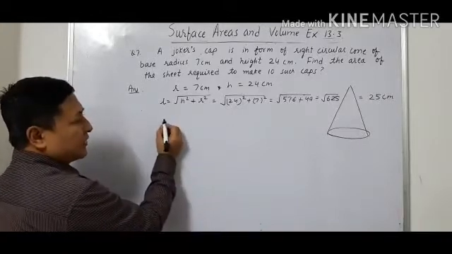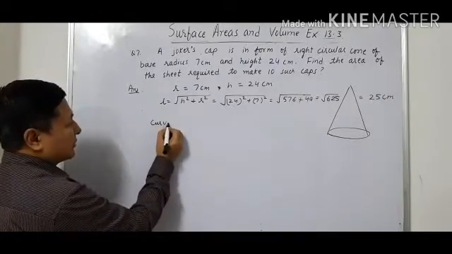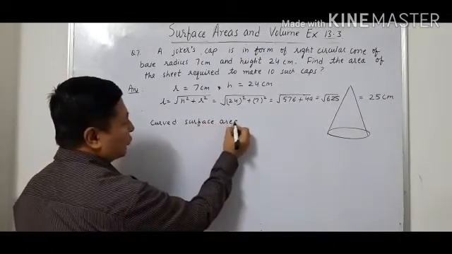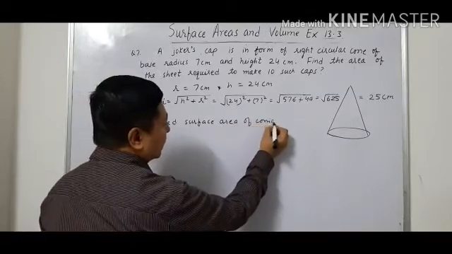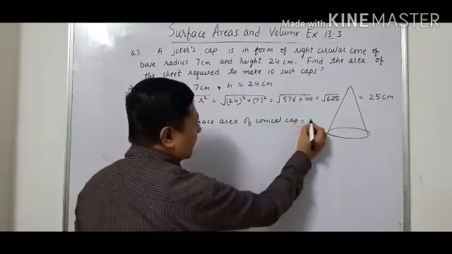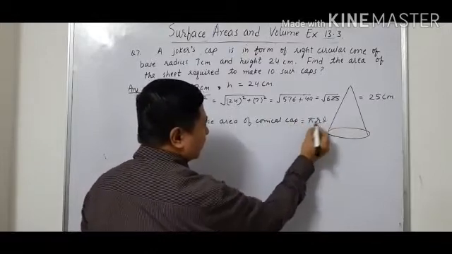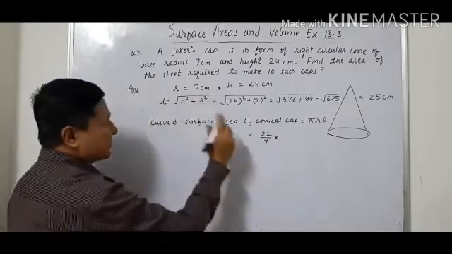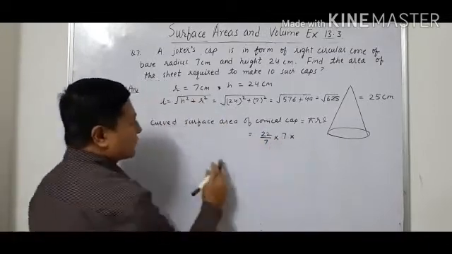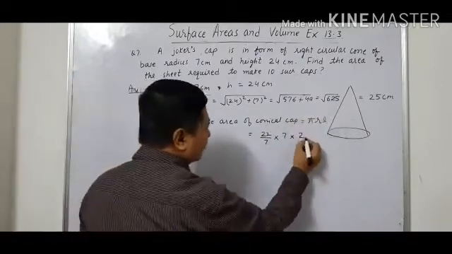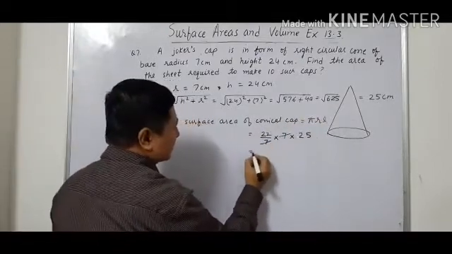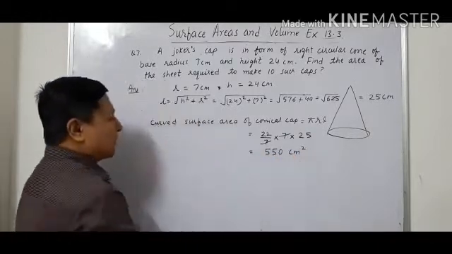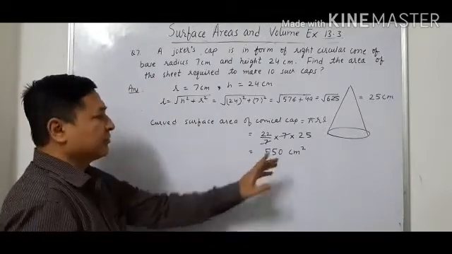Now we will find the curved surface area. Curved surface area of conical cap, and the formula is pi r L, that is 22/7 times r is 7 cm times slant height we have calculated, that is 25 cm. So this will cancel, and this will become 550 centimeter square. This is the curved surface area of conical cap, that is 550 centimeter square.